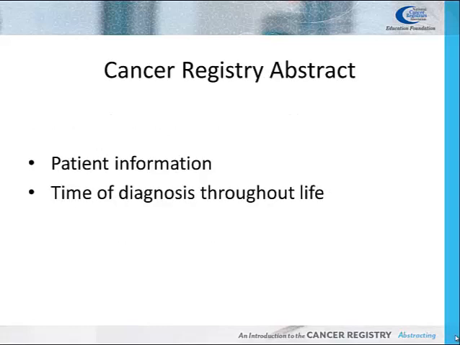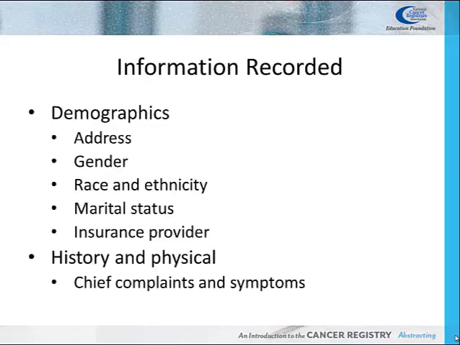A cancer registry abstract is a synopsis of an individual's cancer-related medical information from diagnosis through treatment and includes follow-up throughout a patient's lifetime. The information recorded in an abstract includes demographics such as address at time of diagnosis, gender, race, ethnicity, marital status, and insurance provider.